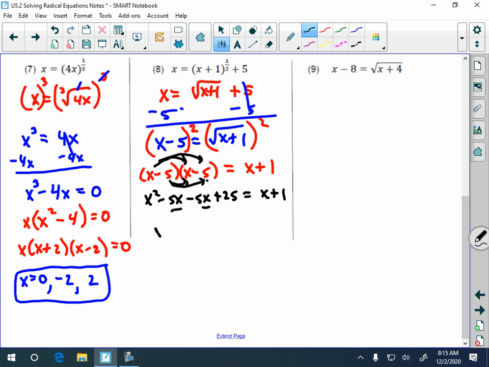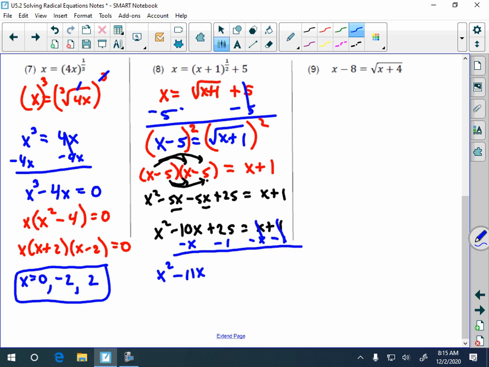Now we want to combine like terms. So this is our trinomial that we're going to get. Now what we're going to do is move everything from the right side to the left side, and that's because there's an x squared in the problem, and most of the times when there's an x squared in the problem, you have to use factoring to solve it, and you can't factor unless it's equal to 0. So I'm going to subtract the x, and subtract the 1. So x squared minus 11x plus 24.